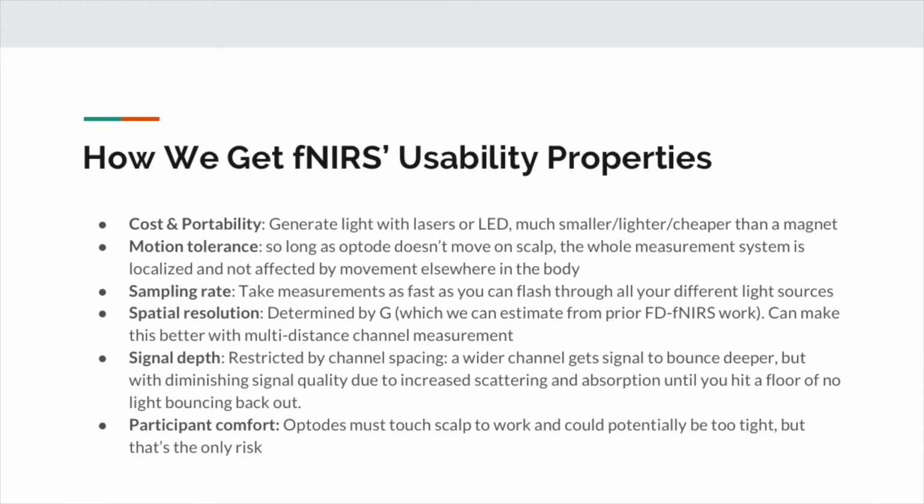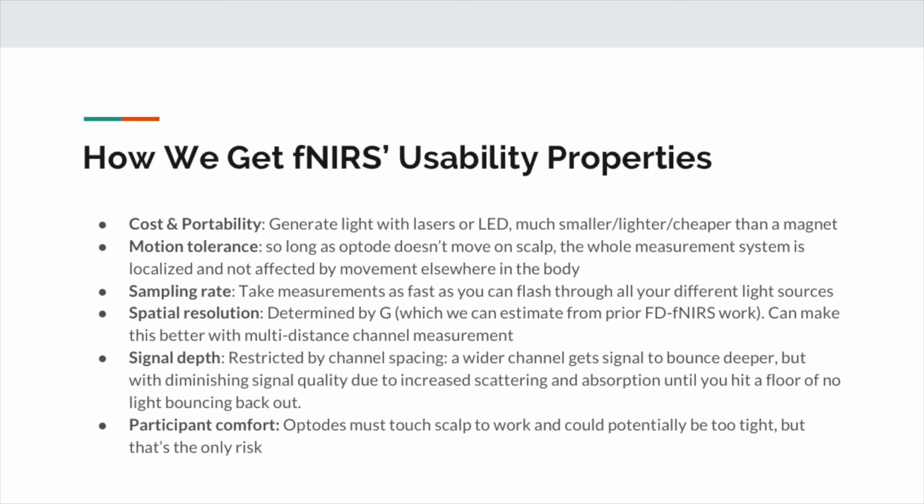Now that we know about all this physics, we can explain why fNIRS gets its certain usability properties. In terms of cost and portability, generating light with lasers or LEDs, which fNIRS does, is much smaller, lighter, and cheaper to do than a large magnet that is required for MRI. In terms of motion tolerance, so long as the optode, again, doesn't move around on the scalp, the whole measurement system is localized to just that distance between the source and the detector. So anything else that's happening outside of that system, like the participant moving around, is not going to matter.